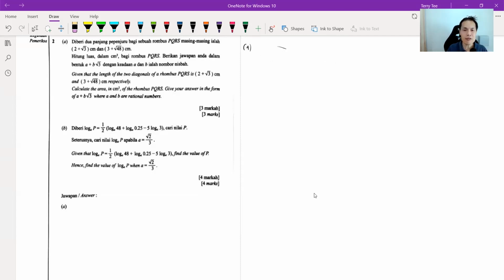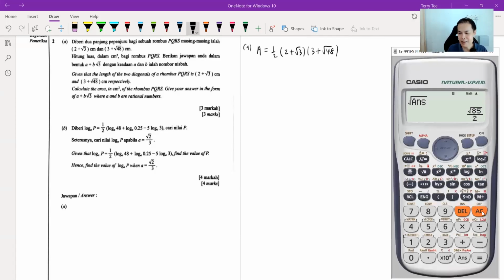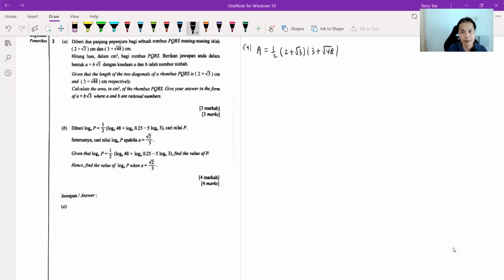Now, the area of this rhombus is given by half the product of its diagonals, 2 plus surd 3 and 3 plus surd 48. You can expand one by one, but I actually prefer to simplify surd 48. Of course, nowadays with the calculator, life is a lot easier. You can square root and write this as 4 surd 3. But it's not too difficult to work out mentally, because 48 is basically 16 times 3, which gives 4 surd 3. Square root of 16 is 4, and 3, I can't square root, so I'll leave it as it is.